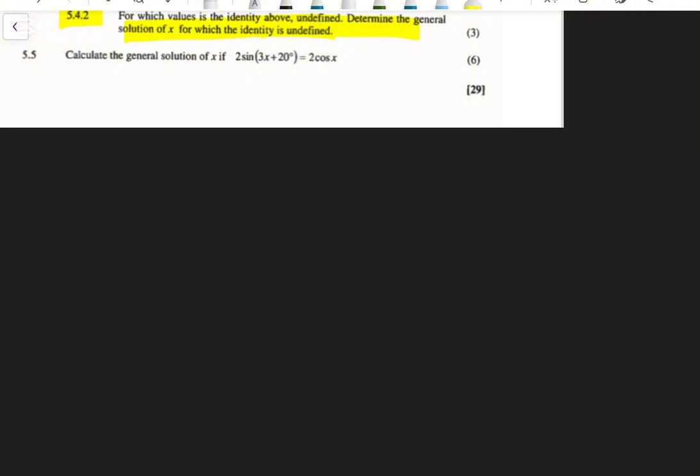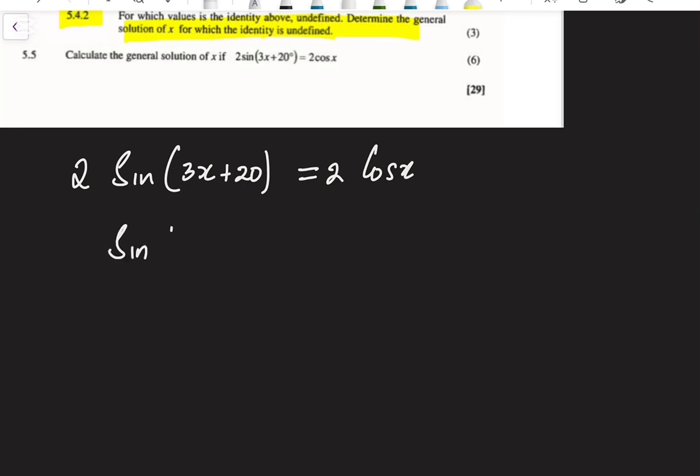Last question. Calculate the general solution, and then we are given 2 sine, this is 3x plus 20 is equal to 2 cos x. Now, with this one, I can divide by 2 on both sides first. And then if I divide by 2, I will remain with sine 3x plus 20 is equal to cos x. Now, we can change sine to cos, or you can change cos to sine. You will decide. So I prefer to work with cos, so I'll change this one.